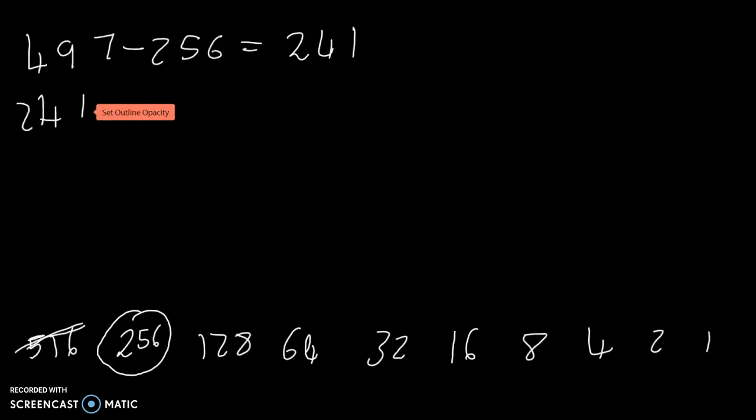Then we start to say 241 minus the number that is less than or equals to 241, and it's the greatest, the highest amongst these. It should be 128. 241 minus 128 equals 113.